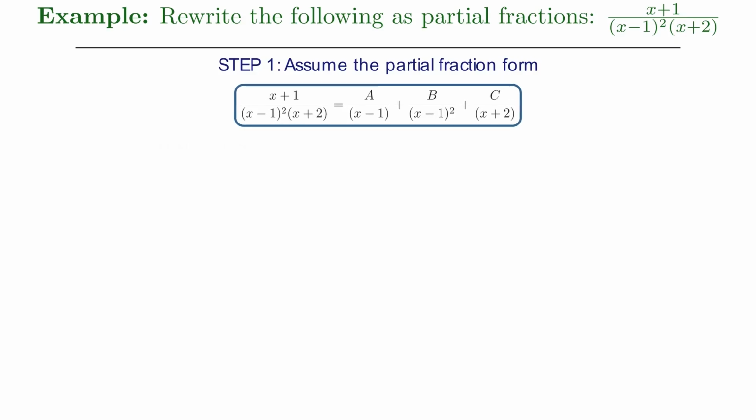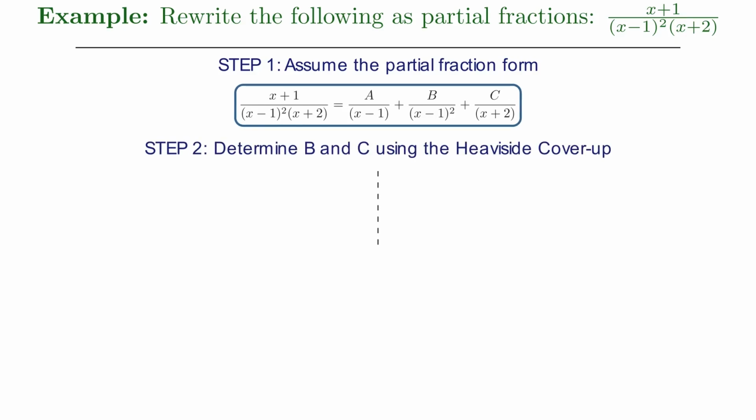So I'm going to start by finding the values of B and C using the Heaviside Cover-Up Method. So I start with that left-hand side expression, (x + 1) over (x - 1)^2 (x + 2). To find the B, I need to cover up what's in the denominator of the B term, which is the (x - 1)^2. And I need to evaluate this at the value of x where x - 1 is equal to 0. So that means taking x equal to 1. Substituting this into the expression, I get 2 over 3. Therefore, the value of B is 2/3.